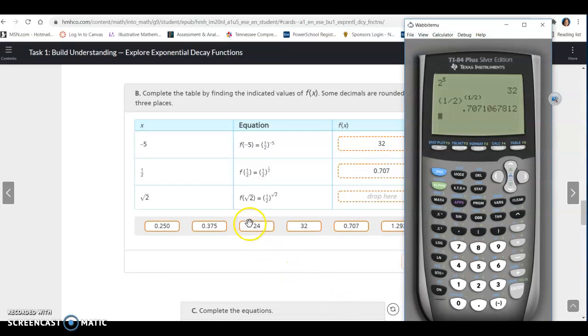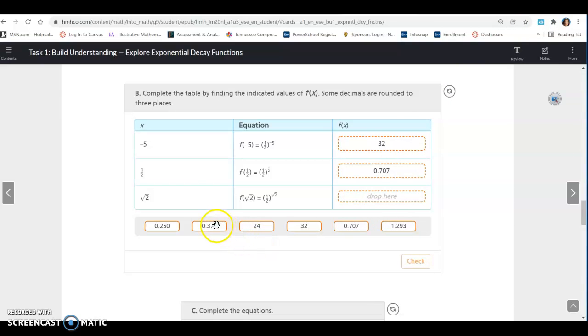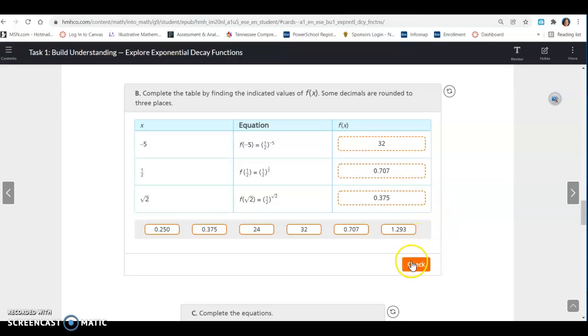And then we're going to say f of square root of 2. So 1/2 raised to the square root of 2. May not need parentheses here. Let's see. And then square root of 2 is on this side. And these calculators can be very handy because even a math teacher is not going to know what 1/2 to the square root of 2 is. So that's going to give us 0.375. I would know it's between 1 and 2, but I wouldn't know exactly what it is.